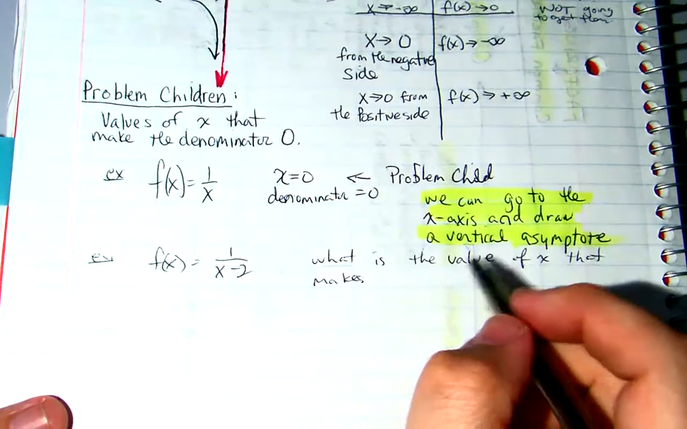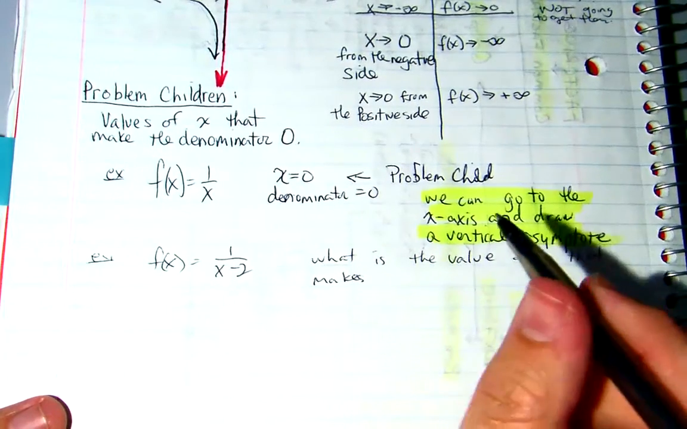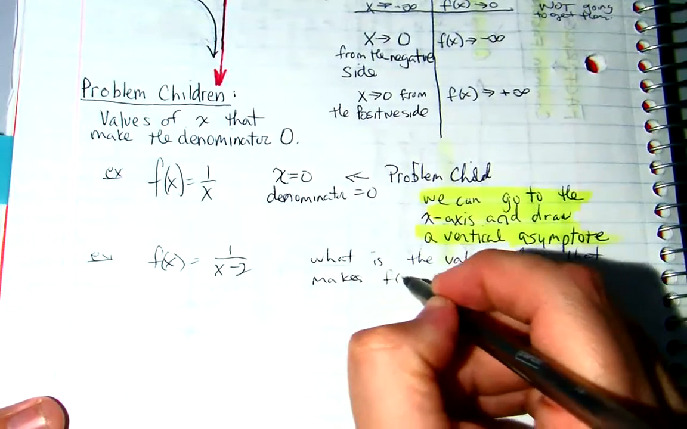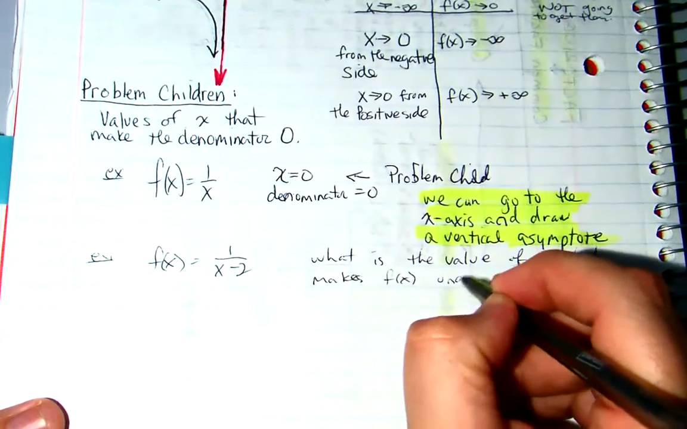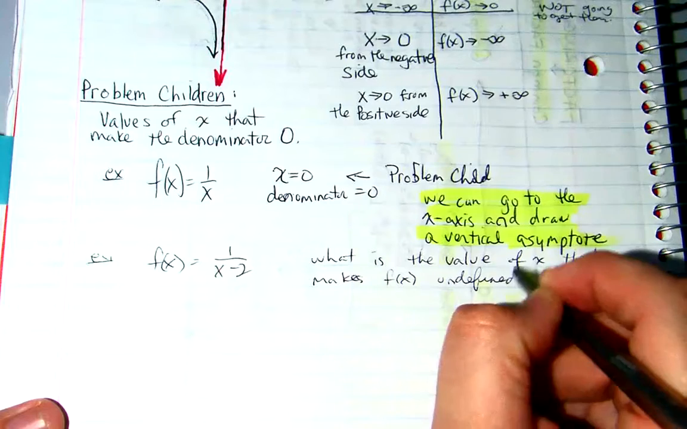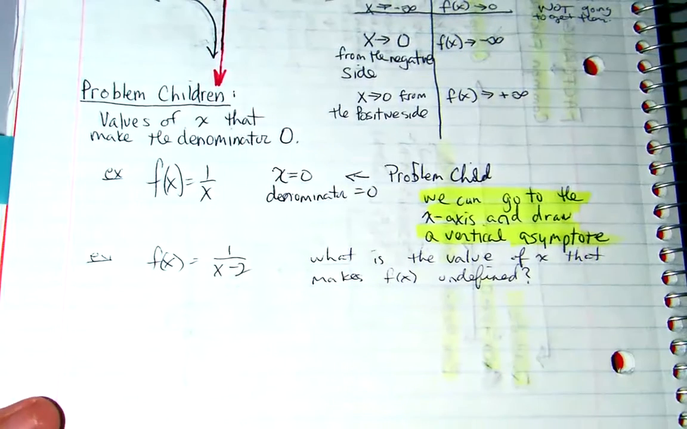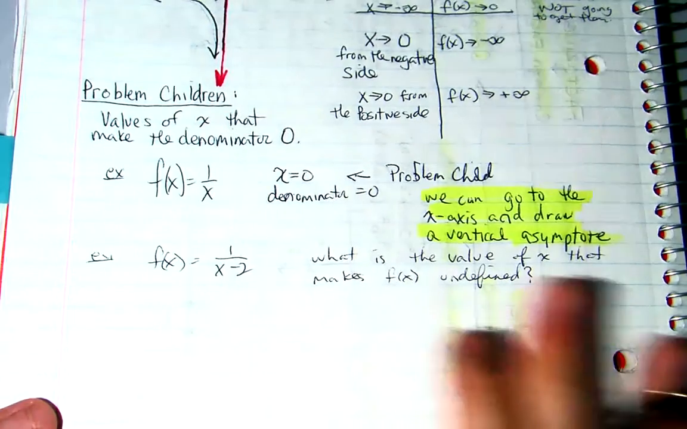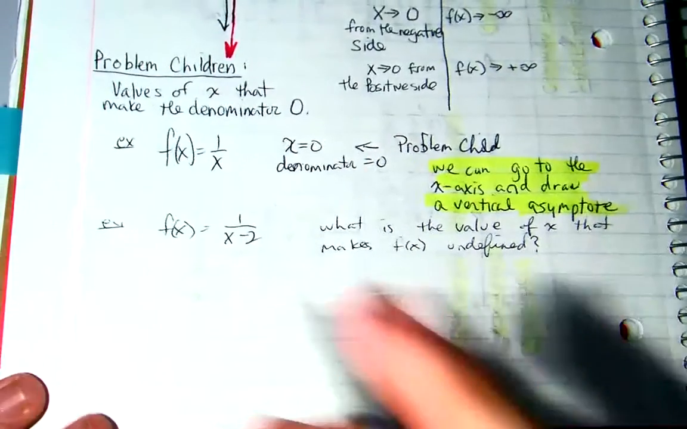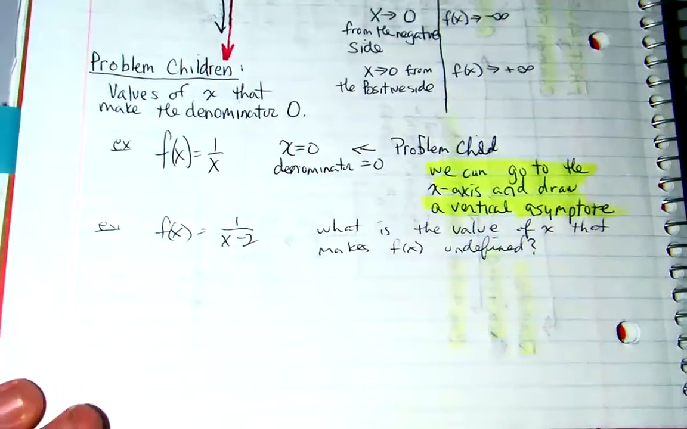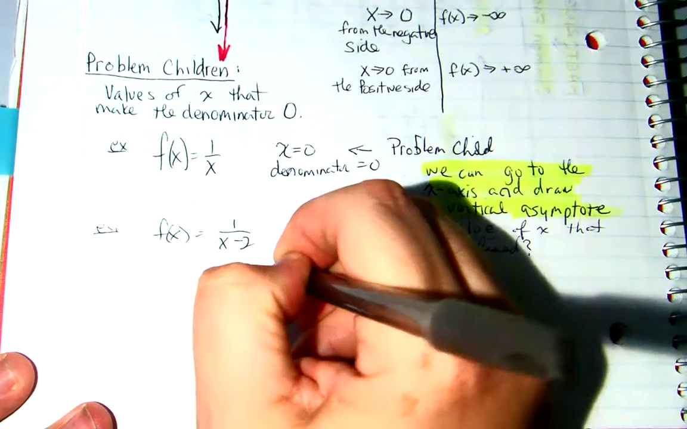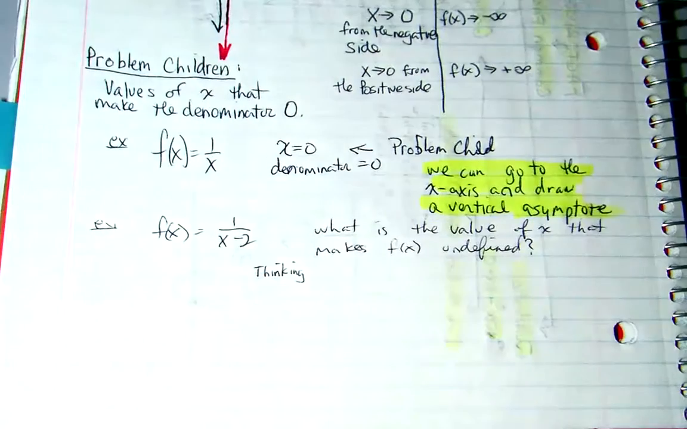This is what the directions would look like, and this is what they're actually trying to find mathematically. What is the value of x that makes f of x undefined? I'll let you write that for a second, and then we'll talk about the line of thinking that I want you guys to use in your head.